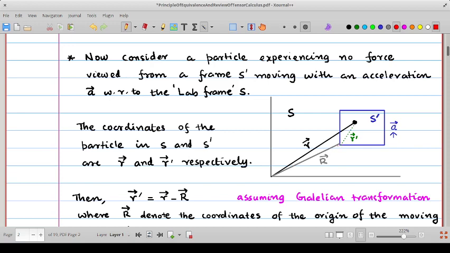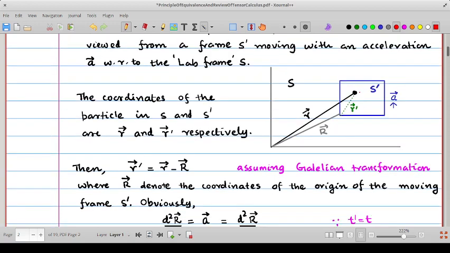Now, the origin of the frame of reference S dash with respect to S is given by this position vector R in the frame S. Now consider a particle given by this black dot here, and its coordinate in the frame S is given by the position vector r, and its coordinate in the frame of reference S dash is given by the position vector r dash.